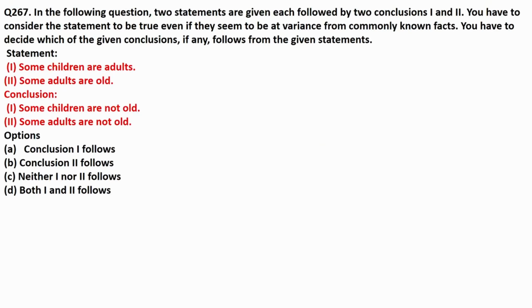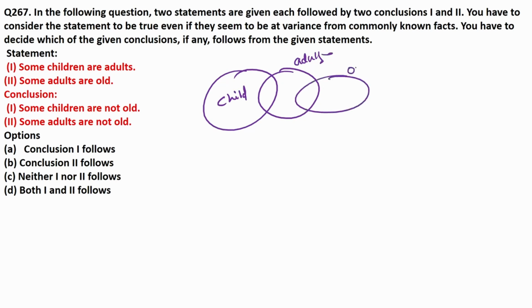Next, we have a syllogism question. Now see, some children are adults. Some adults are old. Just represent your information in the diagram. Remember, guys, if there are only positive statements, they never conclude any negatives, so you can choose that this is completely wrong. Why? Because we can still assume every relation. It can be all children are adults, all adults are old, all children can be old, all old can be children. There are many possibilities for these kinds of statements.